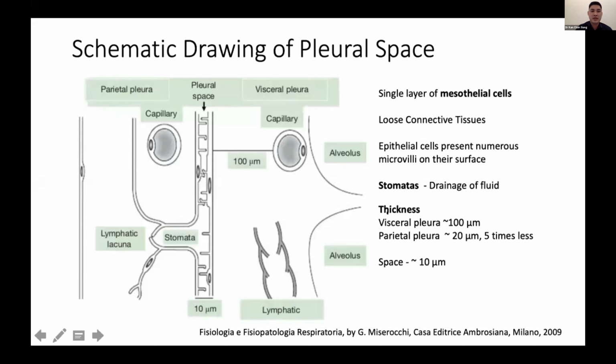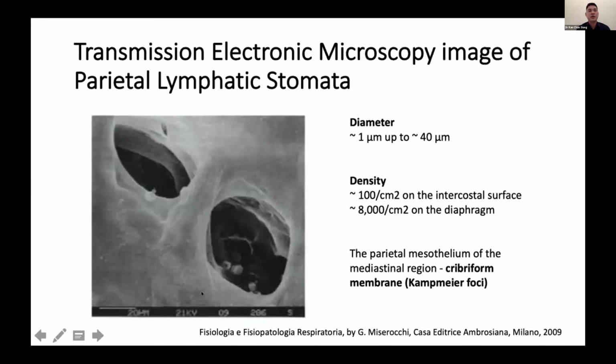In terms of thickness, the visceral pleura has a thickness of about 100 micrometers, which is about 5 times thicker compared to the parietal pleura, which is about 20 micrometers. And the pleural space itself has a width of about 10 micrometers. This diagram shows the transmission electron microscopic image of how a lymphatic stomata looks. These stomata usually have a diameter of about 1 micrometer and can be as large as about 40 micrometers.